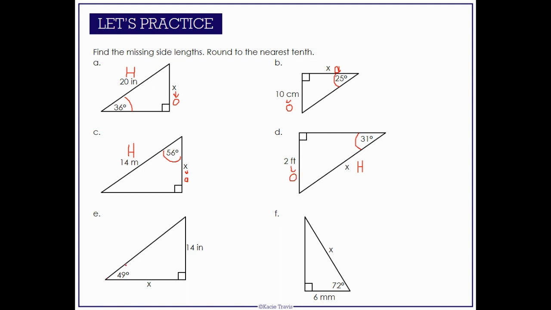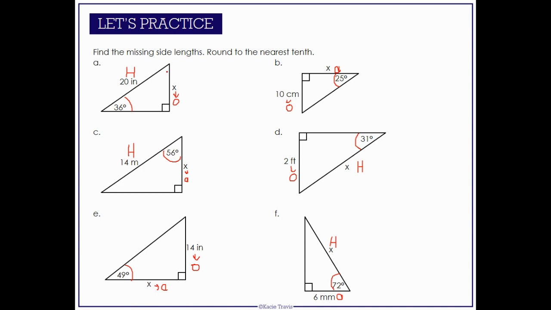Next, we got E. 49 is our angle. We got 2 sides here. One of them's touching it, and it's not the hypotenuse. It's the adjacent side. Then we got 14. This side is not touching our reference angle, which makes it O. Then we got 72. One side's touching it. That is our adjacent side. And then up top, that's not touching the right angle. That's our hypotenuse.